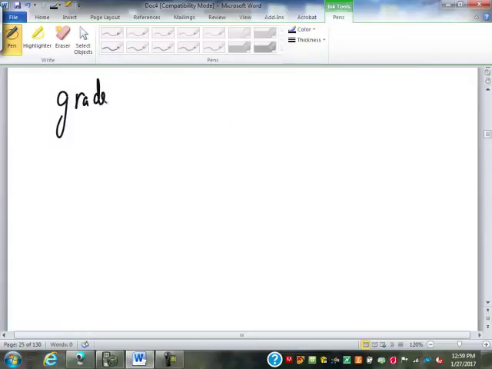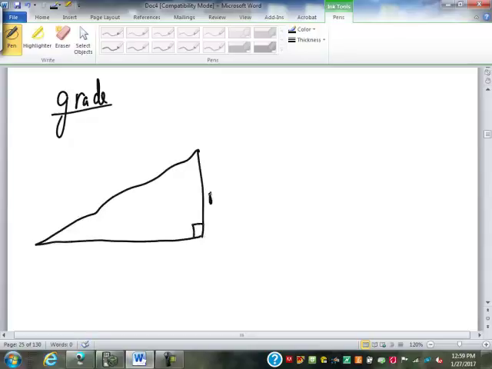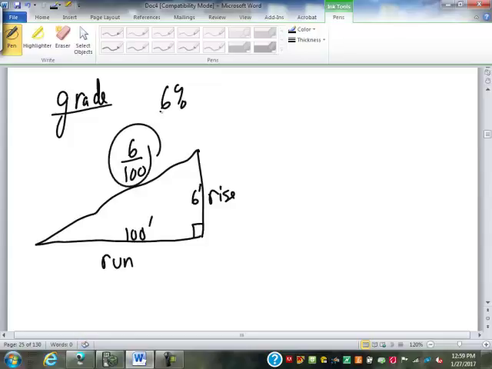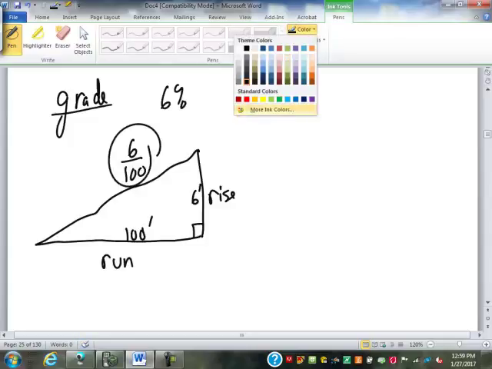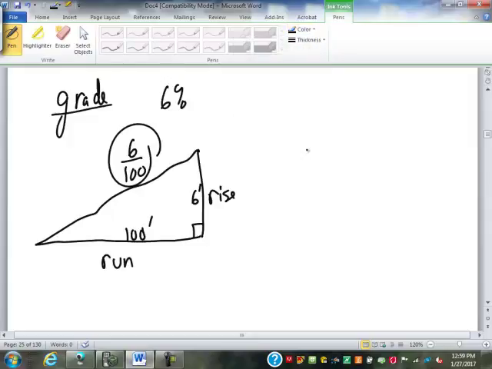Grade is a ratio. And grade is usually expressed out of 100. So let's just say this is 100 feet here, and this rises 6 feet. That's what they call a 6% grade, or a 6 out of 100 grade. 6% doesn't sound like much, 6 feet in 100.